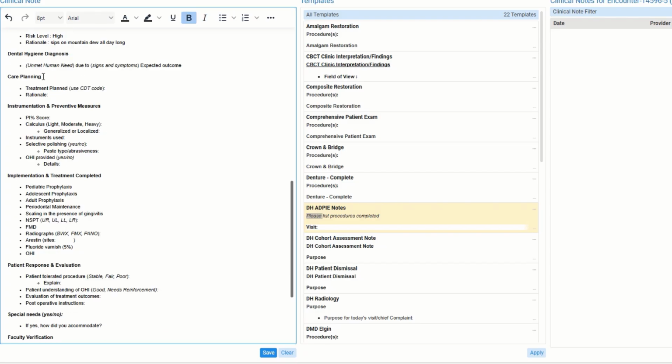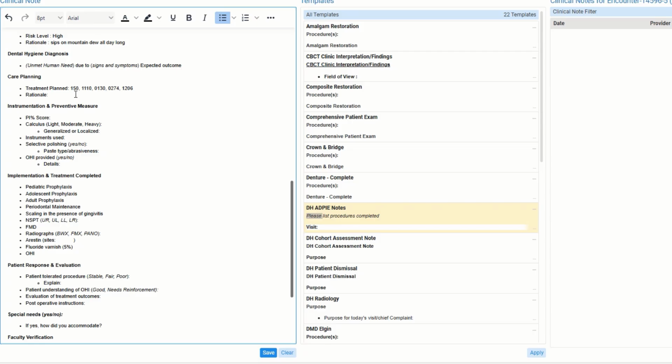Then care planning, okay? What are you treatment planning, okay? So your treatment planning, CDT codes, okay? So today we are going to recommend doing a comprehensive cleaning. We're going to clean their teeth. We're going to do oral hygiene instructions. We're going to take some x-rays and we are going to do some fluoride, okay?